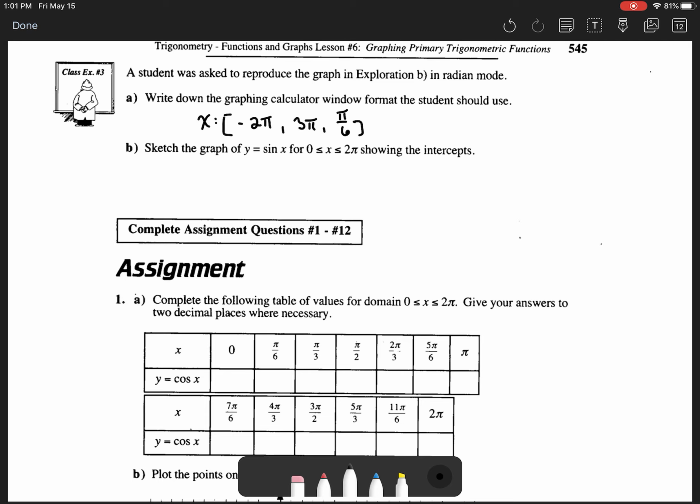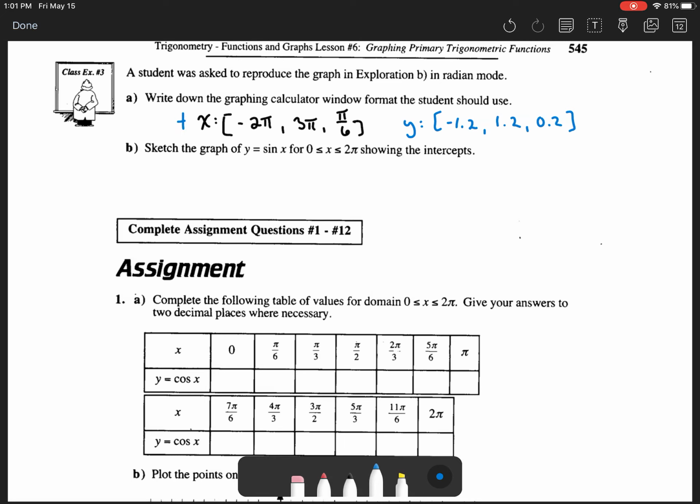So there are the window settings I would have to enter into my calculator after I've put my calculator in radian mode. Now the y's are interesting. The y's are unaffected, okay? The reason is that the y scale is just measuring height of the graph. I'm only concerned about changing the x values or window settings for my x. So the y's, I can use the exact same values we had for the previous question, negative 1.2, 1.2, and 0.2, okay?